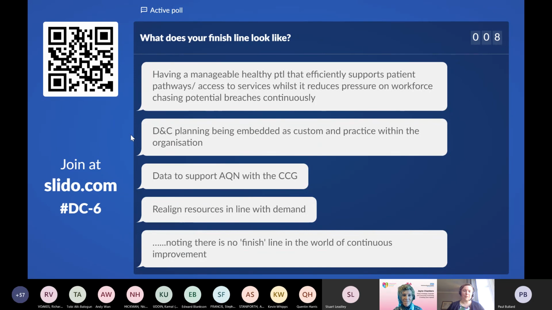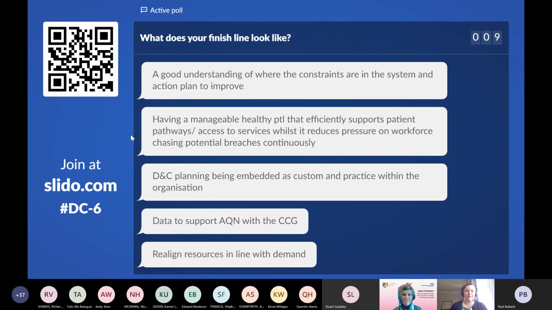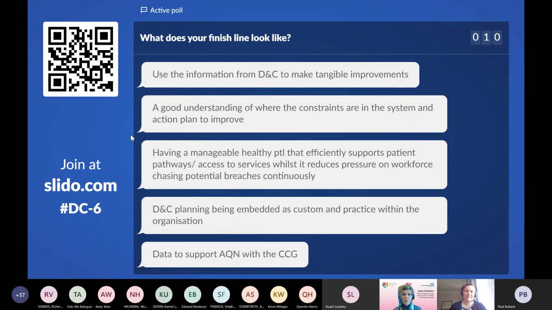Having a manageable, healthy patient tracking list that efficiently supports patient pathways, access to services, whilst it reduces pressure on workforce chasing potential breaches continuously. I feel your pain on that one, but we were able to have a very manageable PTL. When I first started in cancer services, one of the big things that I noticed was that our service managers could articulate tooth and nail all of their patients on their referral to treatment PTL, but not on their cancer PTL. So we simplified the PTL.